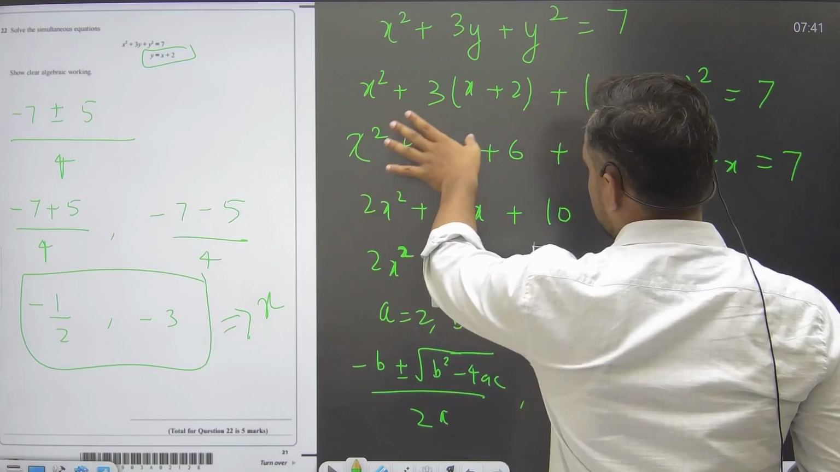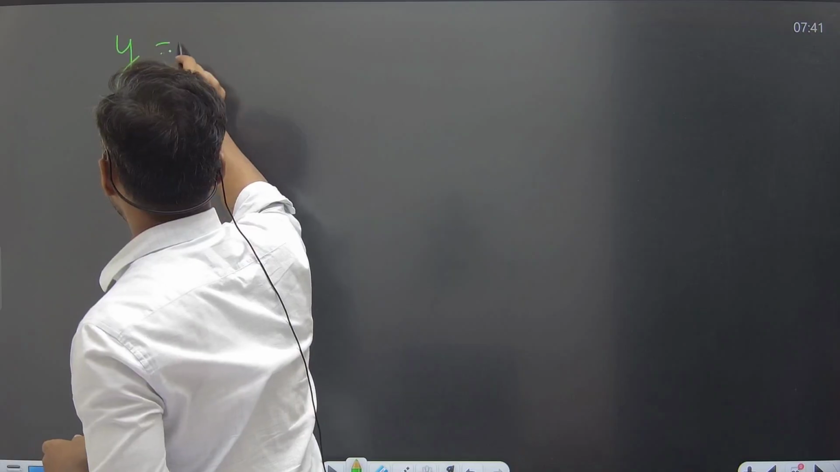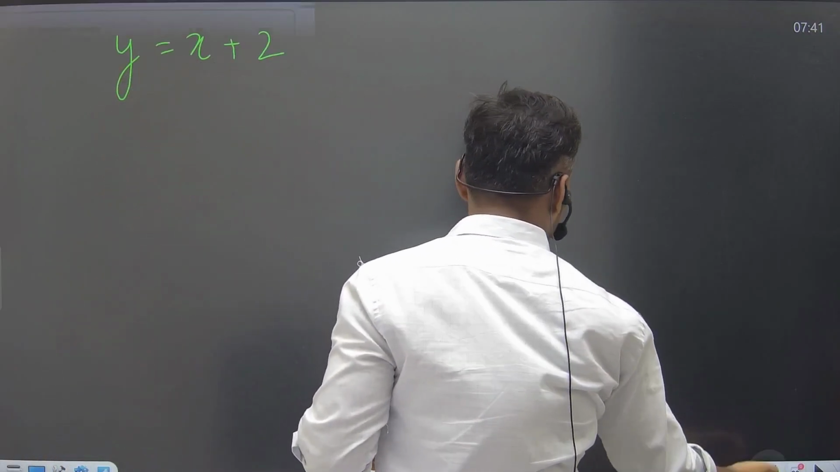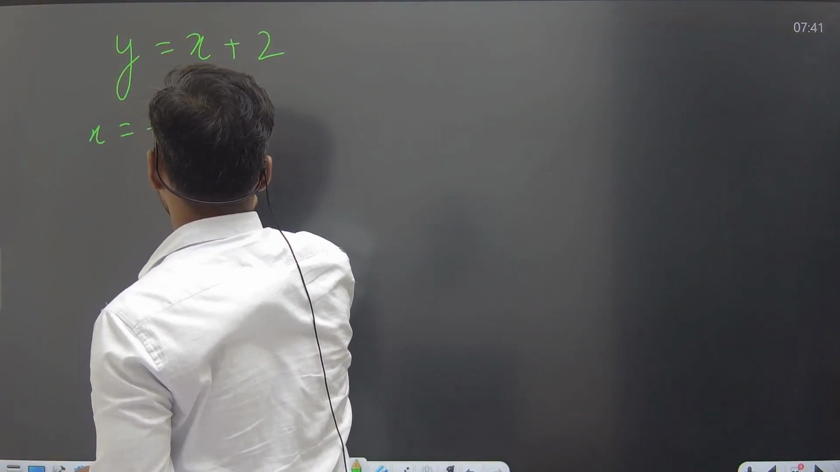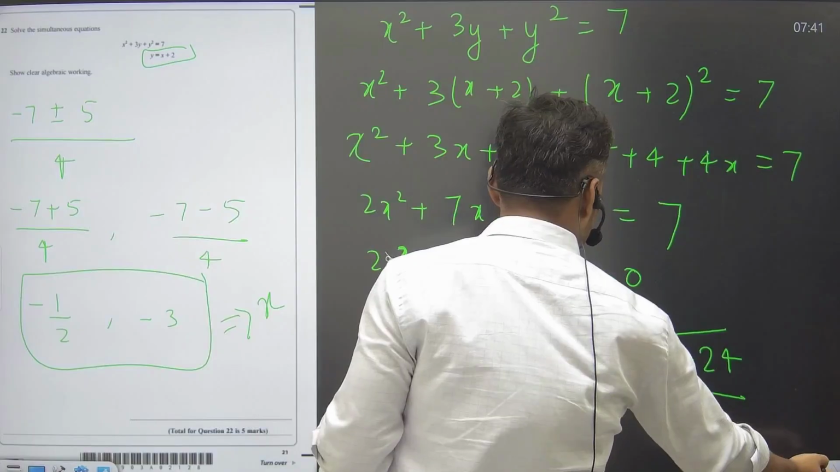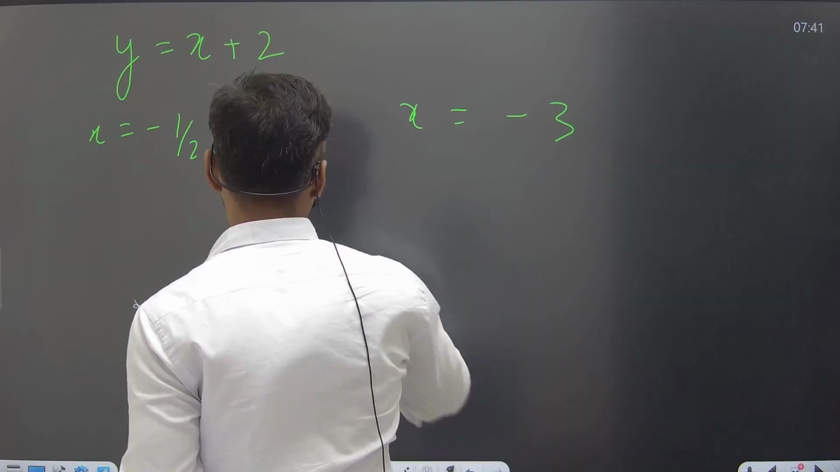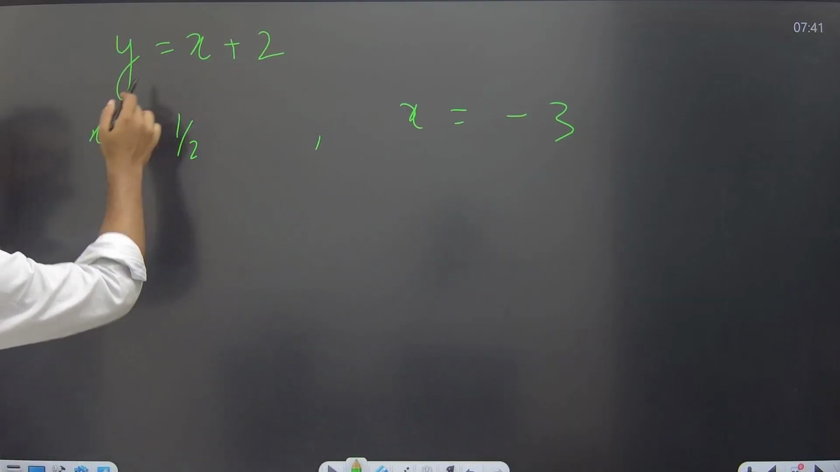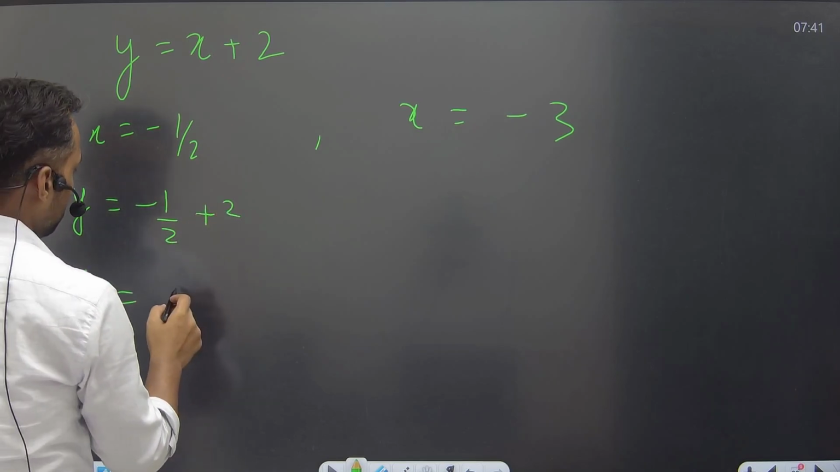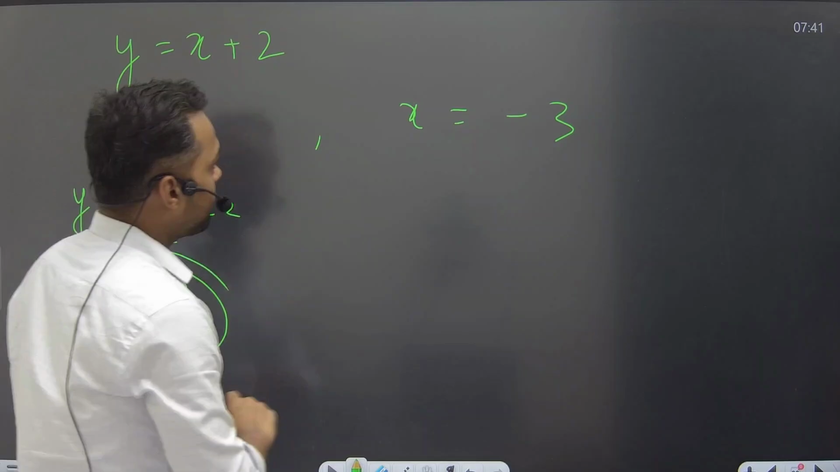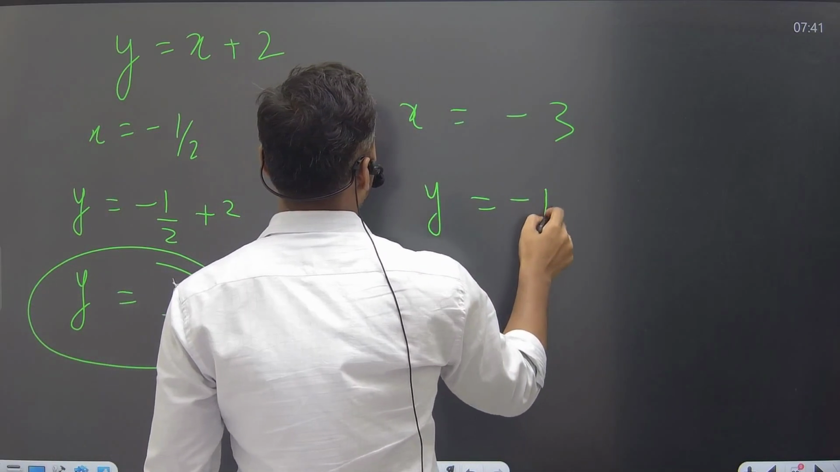Now for getting the value of y, what we need to do is use y equals x plus 2, as given in the equation, and we have got the values of x: x is equal to negative 1 by 2, and x is equal to negative 3. So if we plug in x equals negative 1 by 2, you will get negative 1 by 2 plus 2, which equals 3 by 2. Similarly, if we plug in x equals negative 3 here, you will get y equals negative 1.